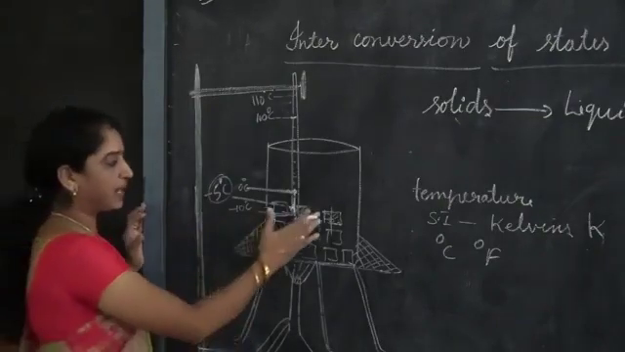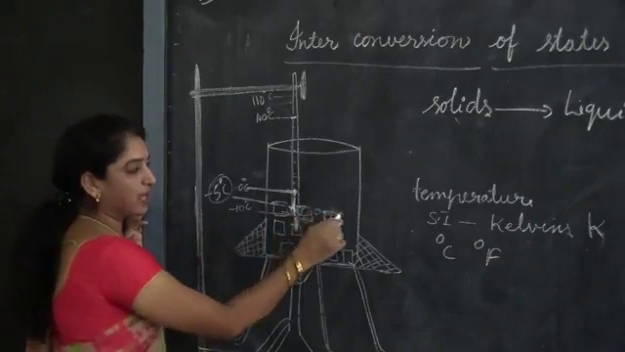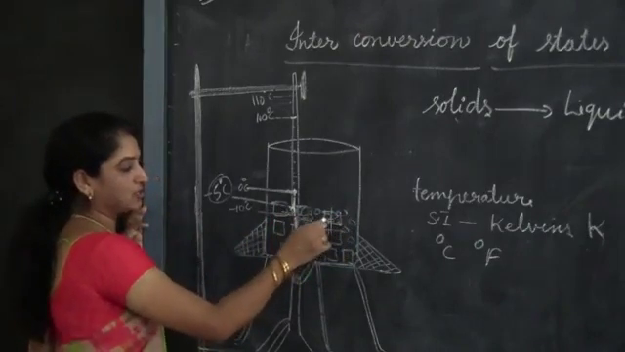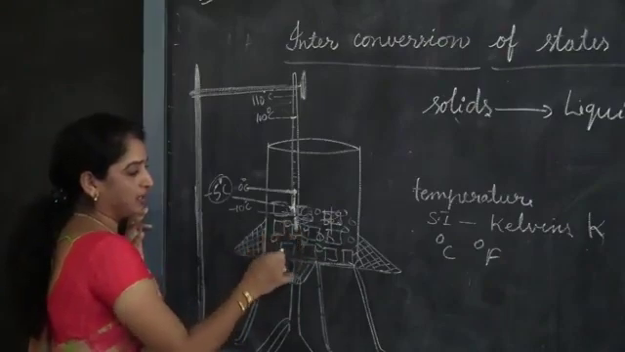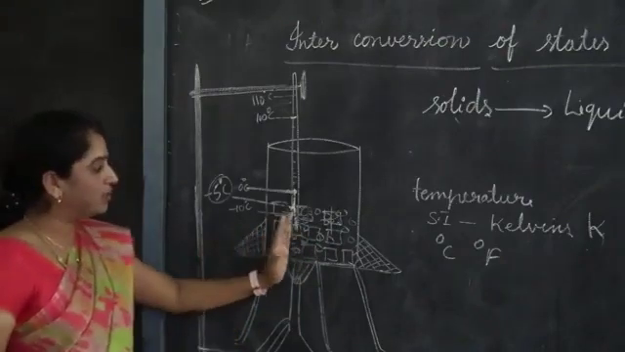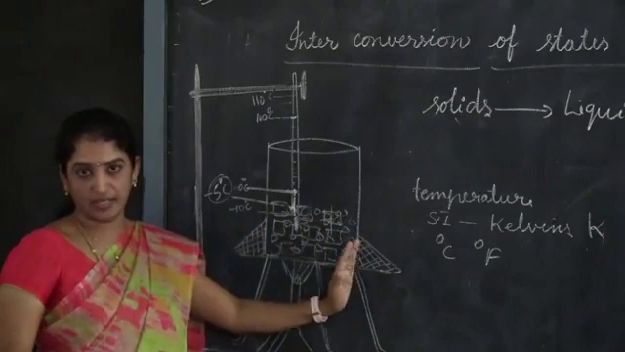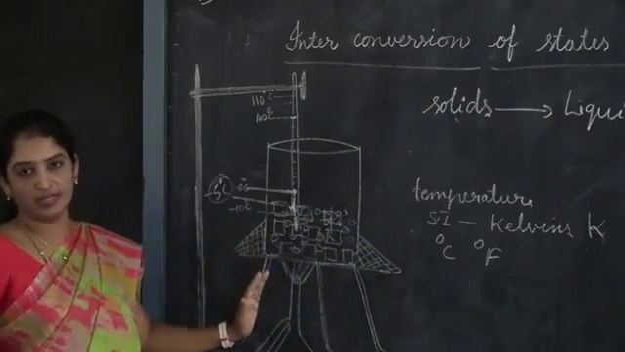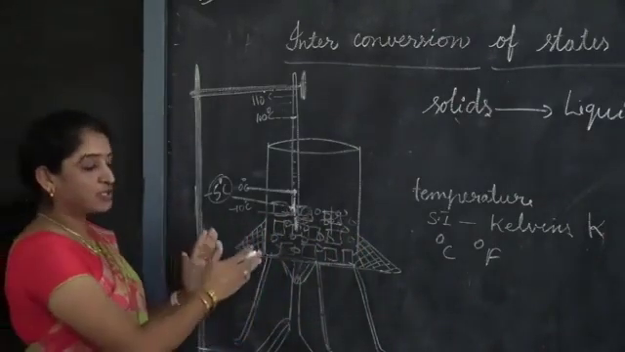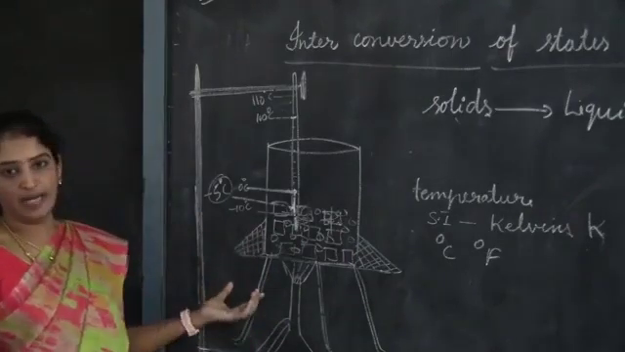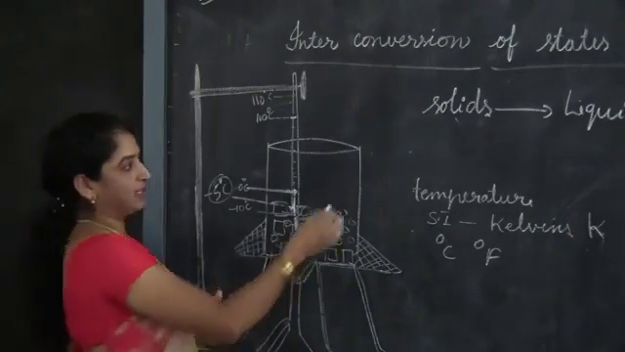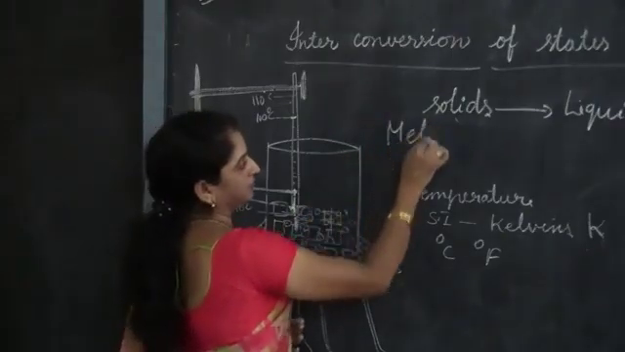When the forces break down, the particles move away from each other. So the force of attraction breaks down and the matter is converted into liquid state. So this process is called melting. So what is melting? Define melting.